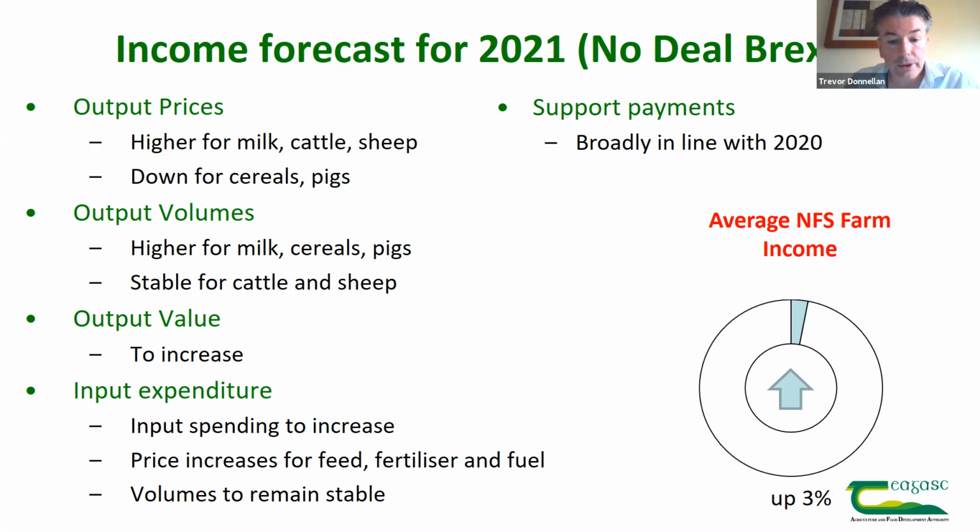So the price of feed, fertilizer and fuel will all be higher in 2021. We don't expect there to be particular changes in the volume of usage of those inputs in 2021. So those price increases alone will be sufficient to cause an increase in input expenditure. We haven't made any assumptions about changes in the level of support available in 2021 compared to 2020. So when we take all of those things together, we see that the average farm income, the National Farm Survey definition, is an increase of about 3% in 2021 versus 2020.